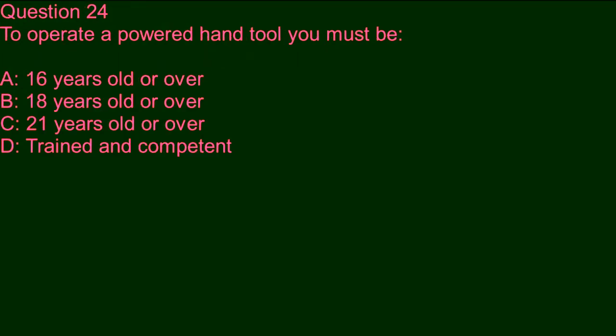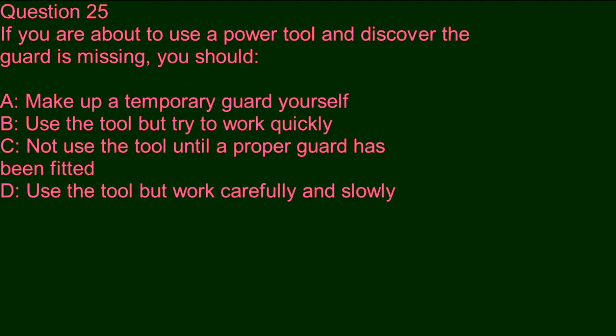Question 24. To operate a powered hand tool you must be A. 16 years old or over, B. 18 years old or over, C. 21 years old or over, D. Trained and competent. Right answer, D. Trained and competent.